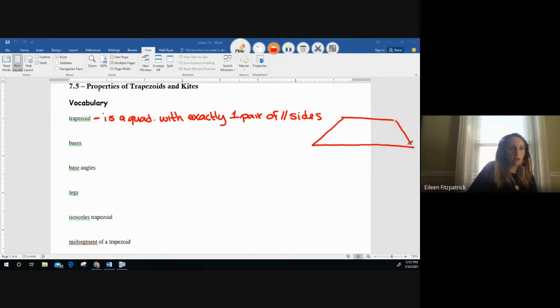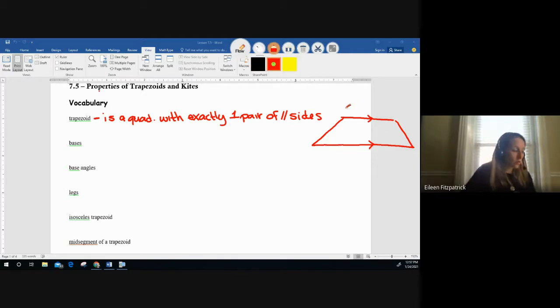Okay, and it could be turned sideways. Oh, that's not a straight line. Hold on. It could be turned. The orientation can be different, right? It could be turned and look like this. All right, but it has one pair of parallel sides. So a lot of times it's the top and bottom that are parallel, but if it's changed and turned and rotated, it could be the sides, okay?